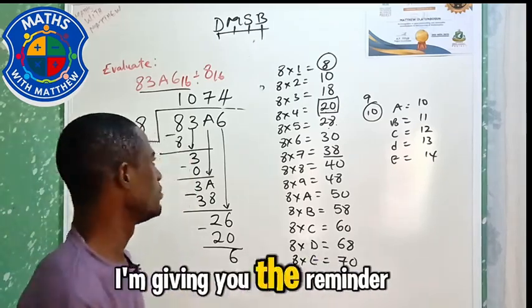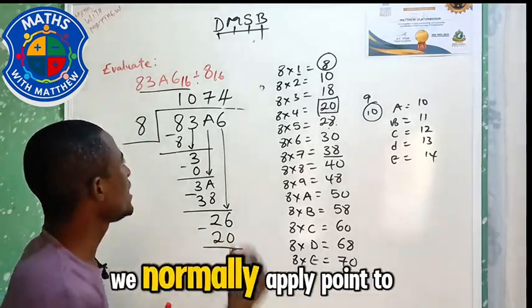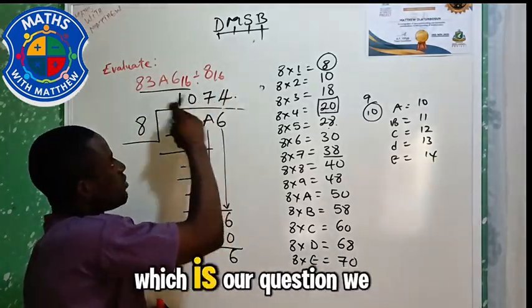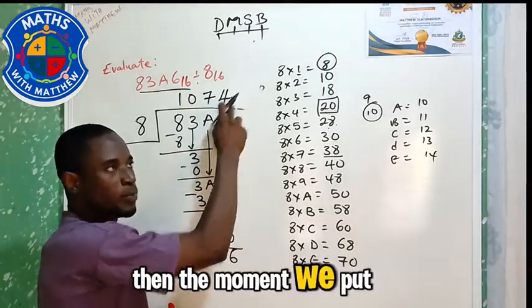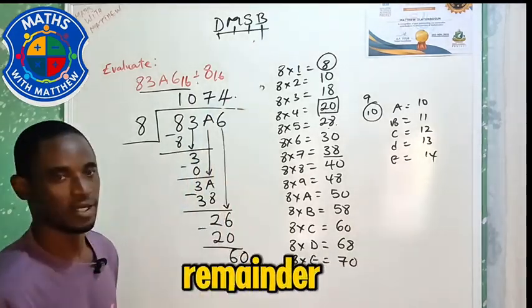You remember that when we are doing our long division, the moment you get to the last one and it's giving you a remainder, there is nothing to bring down. What do we normally do? We normally apply a point to the answer we are getting, which is our quotient. Then the moment we put the point here, we put 0 at the remainder. So this one is making 60.